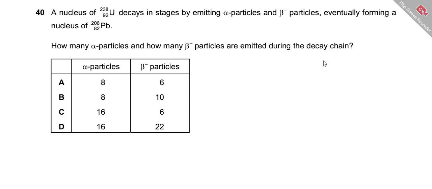So, starting with the 40th MCQ from nuclear physics, it says a nucleus of uranium with charge number 92 and mass number 238 decays in stages by emitting alpha particles and beta particles, beta negative, eventually forming a nucleus of lead with charge number 82 and mass number 206. How many alpha particles and how many beta particles are emitted during the decay chain, where the parent atom, that is uranium, is converted into a daughter atom, that is lead?